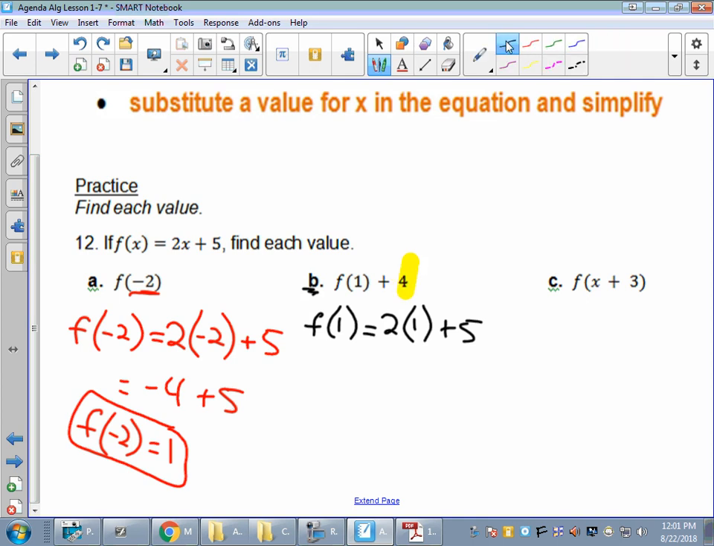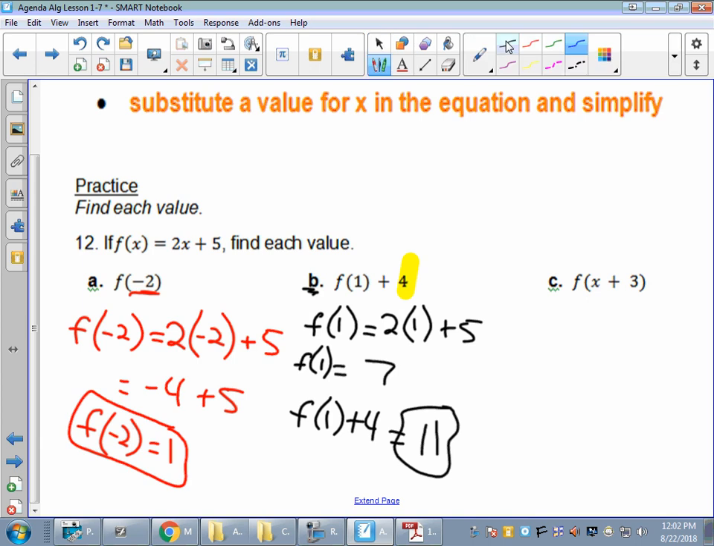And now I'm just going to continue doing the math here. So f of 1 equals, well, 2 times 1 we know is 2, plus 5 is 7. So f of 1 is actually going to be 7 here. But now we have to continue to add that 4 to our final answer. So when we go f of 1 plus 4, and again, that 4 is not in the parentheses, we get 7 plus 4, which is 11.